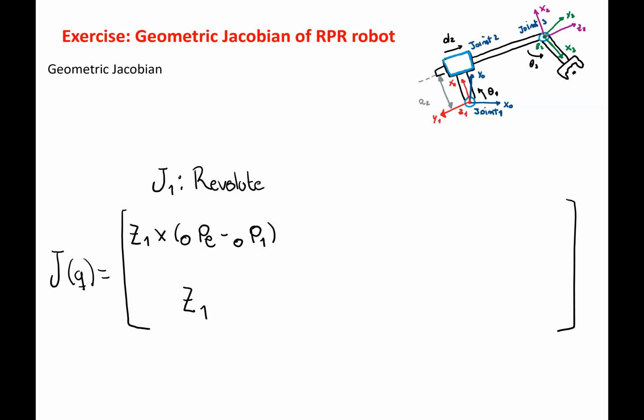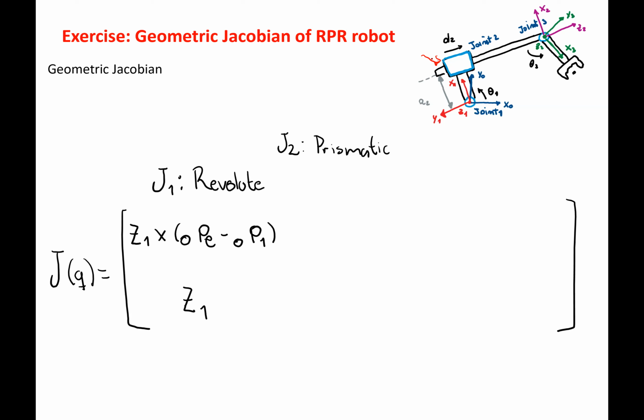Then the second joint is a prismatic joint. It's this one here, the one in blue. Basically, the whole rod of the actuator is going through that hollow cylinder. So that's the prismatic joint that we care about.